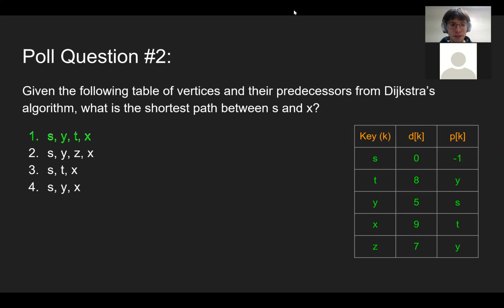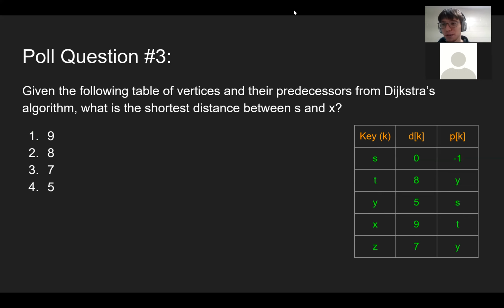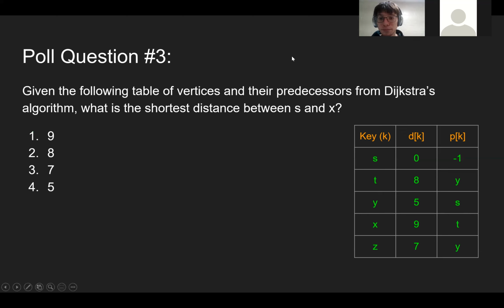Oh, whoops, I don't think I meant to show the answer. But if you're doing it at home, you can also try and figure it out. 22. Wait, no. Oh, 9. Right, yeah, 9. And you were probably going through the predecessor graph, right? Yeah. In this case, it's just 9, because this distance just tells us what the distance from the source was, not from the predecessor.